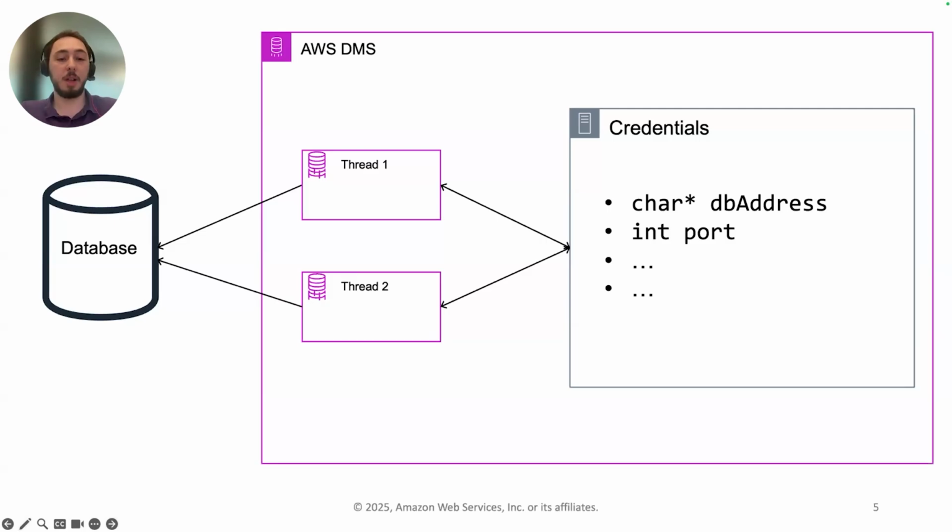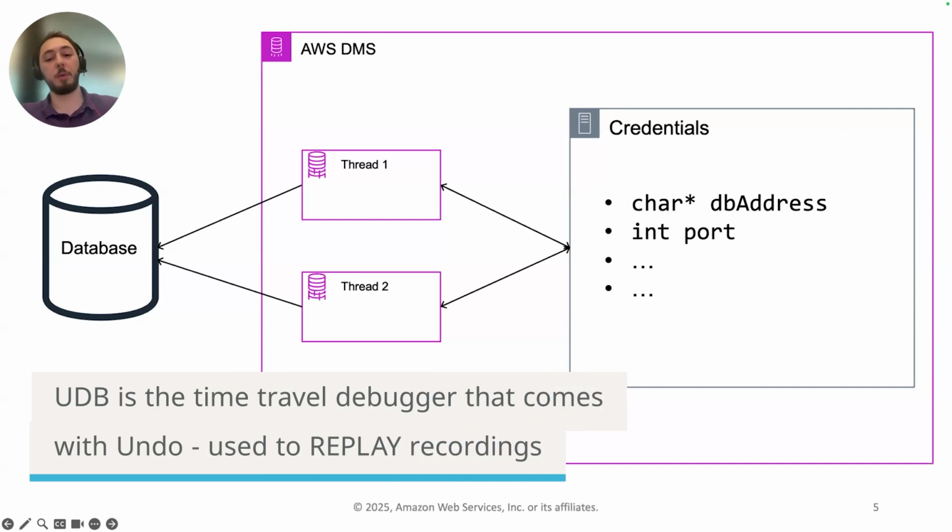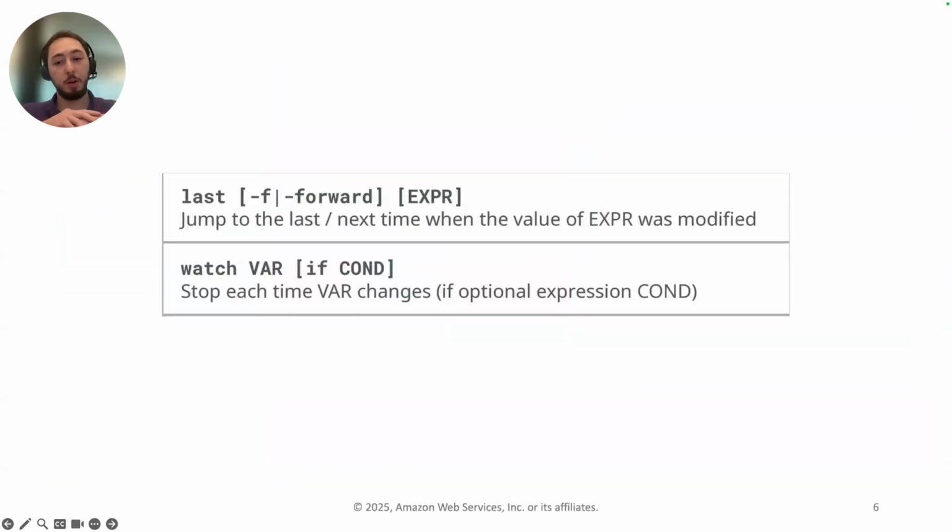And I had to heavily utilize memory watch points and the awesome last command in UDB to find out where this memory address was last modified, to see where this gibberish came from. For those of you who are not aware what these watch points and the last command are, I included specifications on this slide, and I recommend checking them out. They're pretty useful.